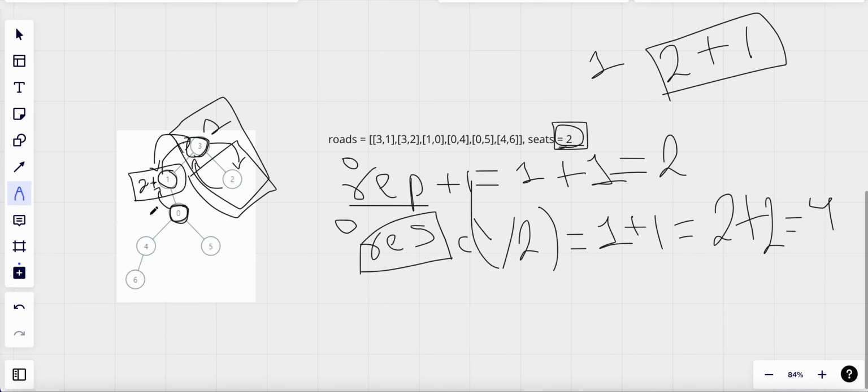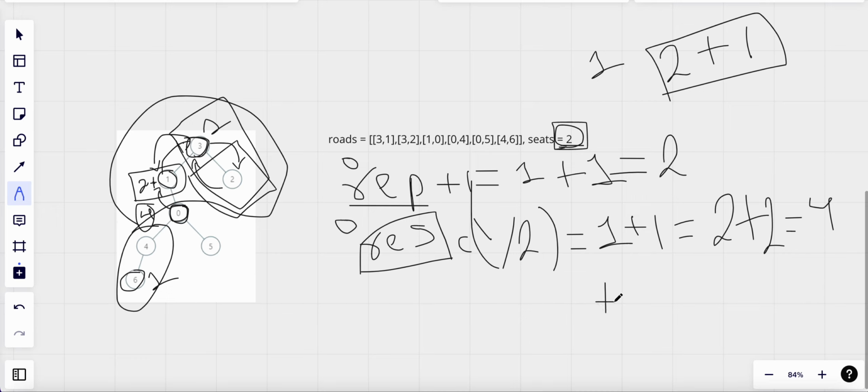So 4 from this subtree. Now what about these here? Let's just look at it. So we start from here, the number of representatives is 1, so basically the result will increase by plus 1 because only 1 car is needed.